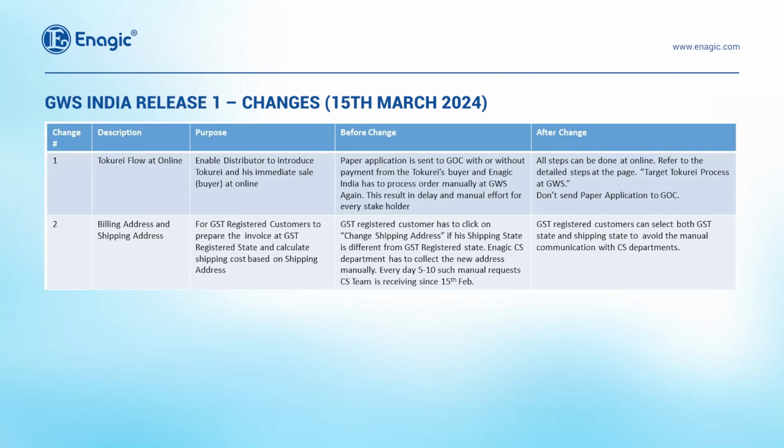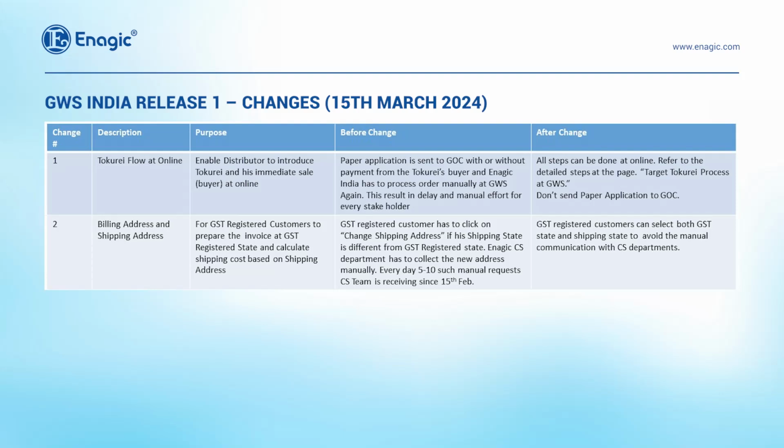Purpose: for GST registered customers to prepare the invoice at GST registered state and calculate shipping cost based on shipping address. Before change, GST registered customer has to click on change shipping address if his shipping state is different from GST registered state. ENAGIC CA's department has to collect the new address manually. Every day 5 to 10 such manual requests CA's team is receiving since 15th February.